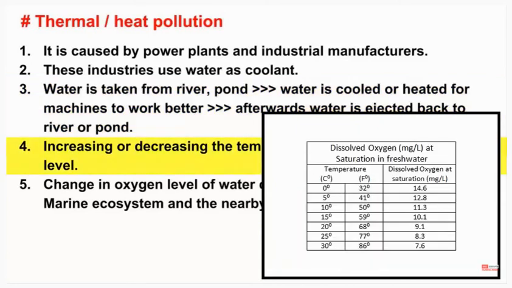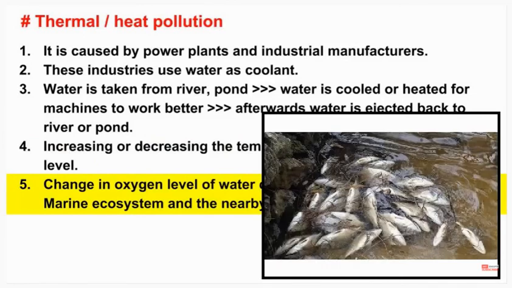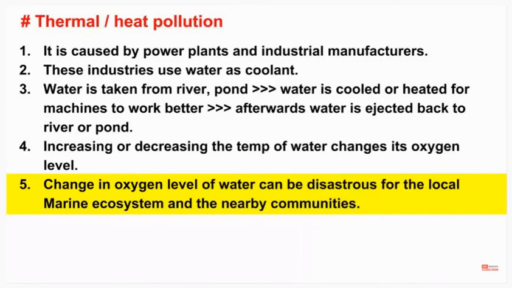Whenever you change the temperature of water by boiling it or freezing it, the oxygen level in the water changes. When this new form of water is released back into the river or pond, it can be disastrous for the local marine ecosystem and the nearby communities.